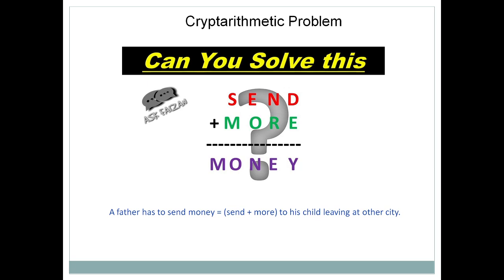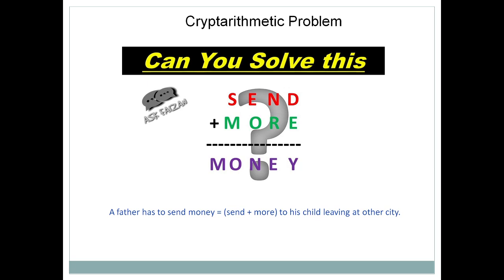Now let me tell you the story behind this particular problem. The story is very simple: a particular child is living in one city and his parents are living in another city. That child is asking his parents for money, but he is not directly saying what amount of money his parents have to send him. Instead he says, Papa, send me the money: SEND plus MORE equals MONEY. Whatever the addition of these two gives, that much money he wants. So this is the problem that we need to solve, and it is called a constraint satisfaction problem, in the category of cryptarithmetic problems.